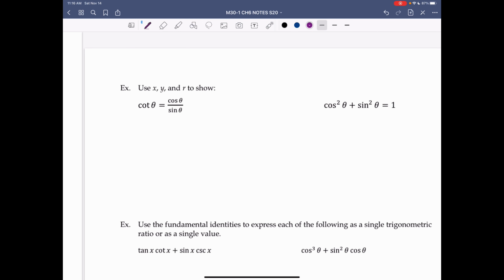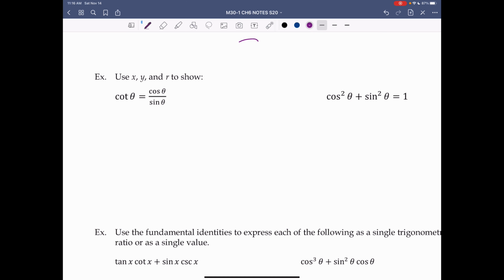I'm going to start by drawing an angle in standard position in a circle. Our angle theta, the terminal arm meets the circle at the point x, y. The length of the terminal arm is the radius. We can draw a right triangle by going straight down from point x, y to the x-axis. Then the side opposite from theta is y, and the side adjacent to theta is x.